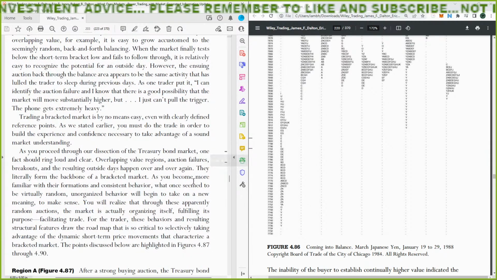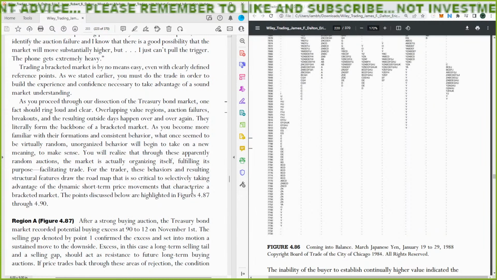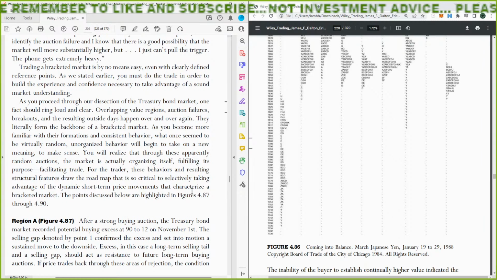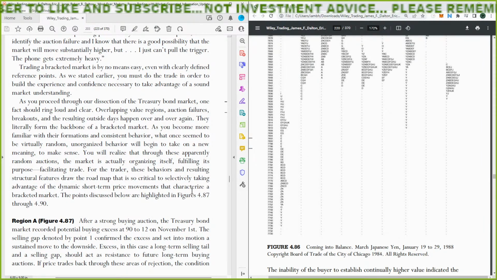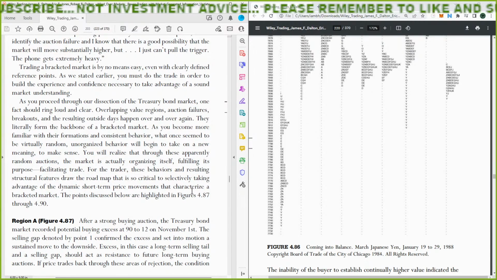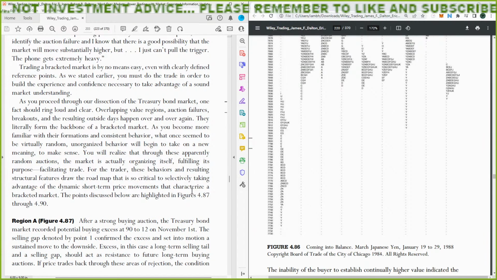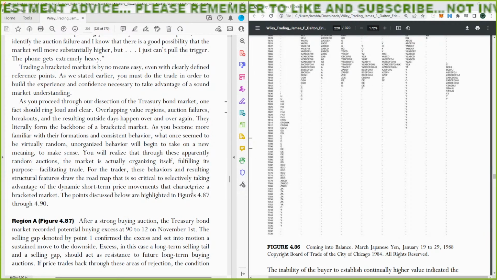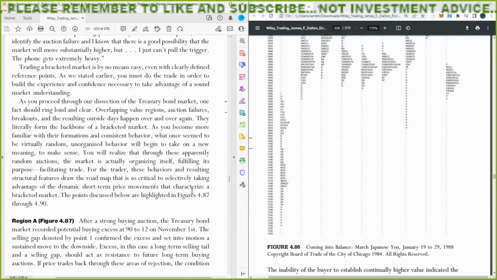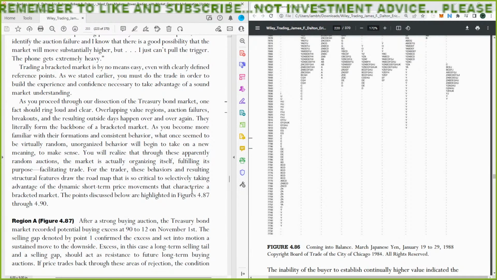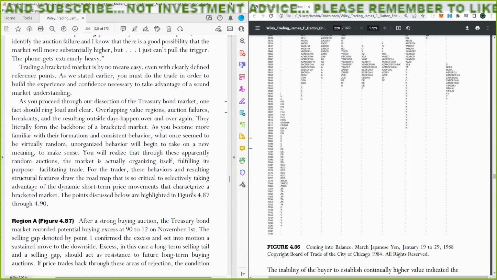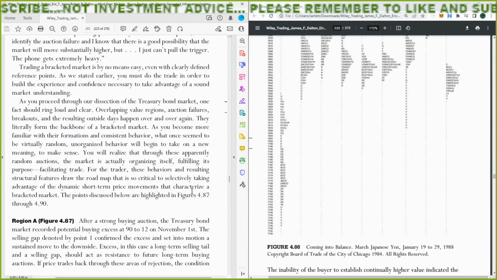Trading in a bracketed market is by no means easy. Even with clearly defined reference points, as we stated earlier, you must do the trade in order to build the experience and confidence necessary to take advantage of sound market understanding. As you proceed through the dissection of the treasury bond market, one fact should ring loud and clear. Overlapping value regions, auction failures, breakouts, and the resulting outside days happen over and over again. They literally form the backbone of a bracketed market.